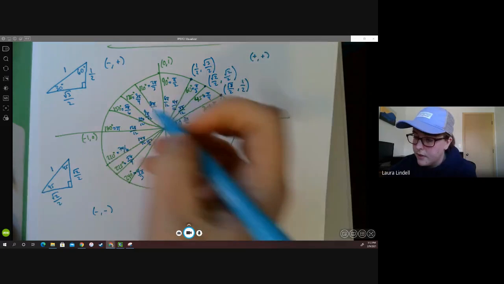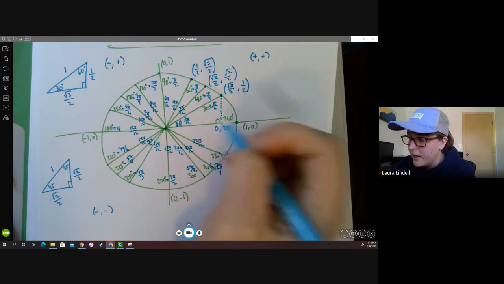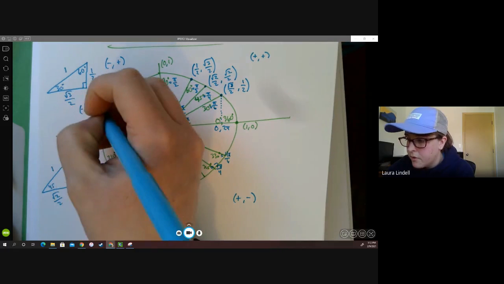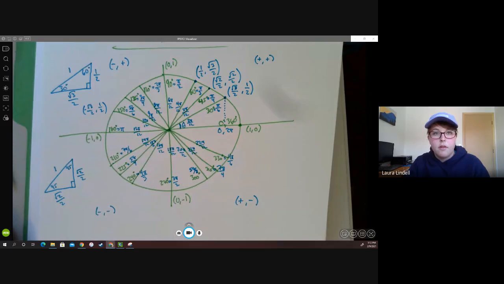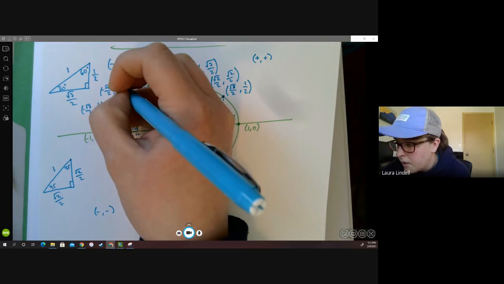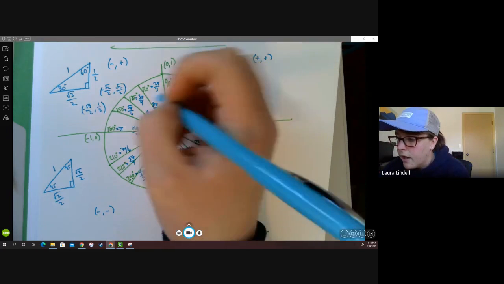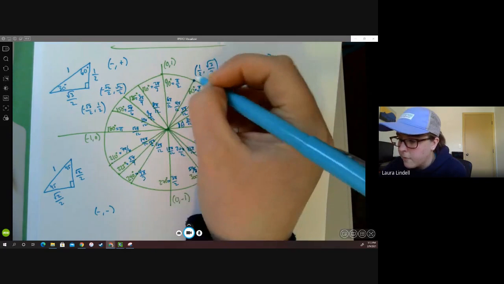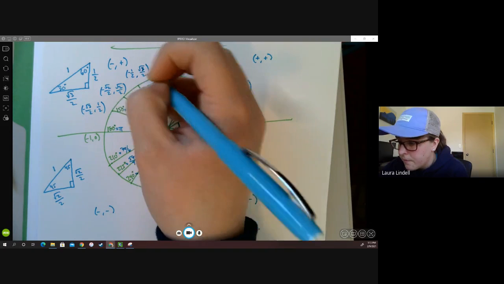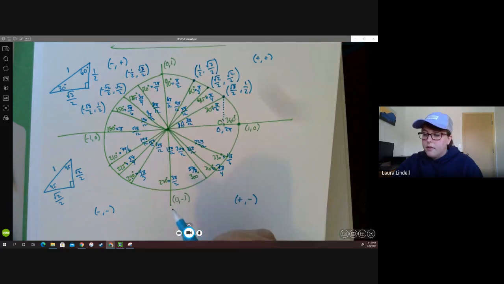So for example, with this one, this is my 30, 60, 90 here. So we'd end up with negative root 3 over 2, 1/2. Here's my 45, 45, 90. We'd end up with negative root 2 over 2, positive root 2 over 2. And then here's my other 30, 60, 90, this version of it. We'd end up with negative 1/2, root 3 over 2. So we can do the same thing, just copying this all the way around.